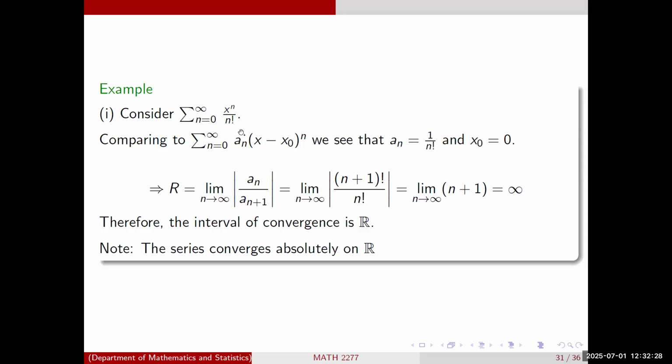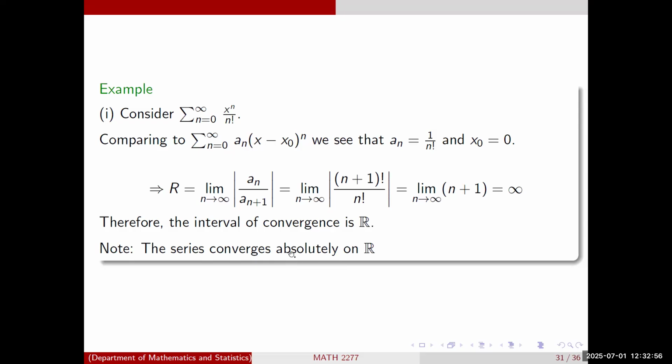So this particular power series, x to the n over n factorial, which some of you might recognize, this is what? This is e to the x, right? This is the power series expansion of e to the x, right? So the power series of e to the x is entire. It exists for all values of x, right? So this series converges absolutely on R.